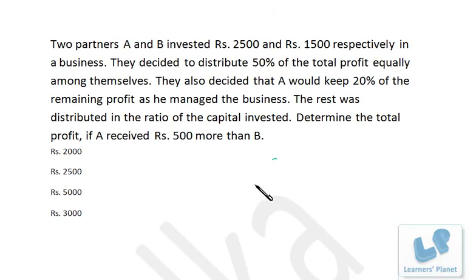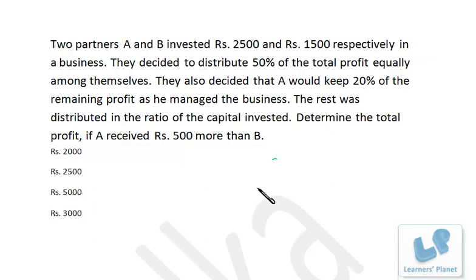Now two partners A and B invested rupees 2,500 and 1,500 respectively in a business. They decided to distribute 50% of the total profit equally among themselves. Then they also decided that A would keep 20% of the remaining profit as he managed the business. The rest was distributed in the ratio of capital invested. Determine the total profit if A received rupees 500 more than B.